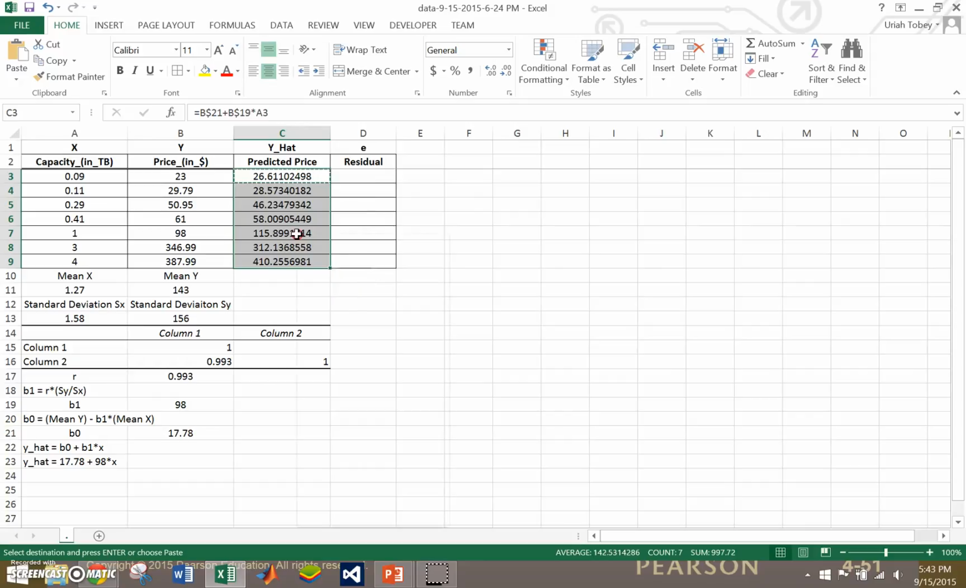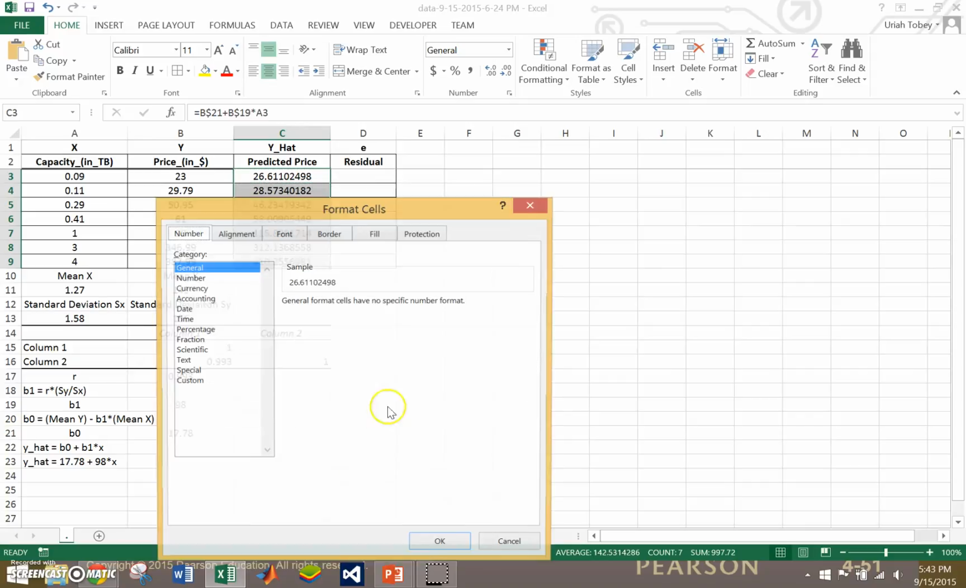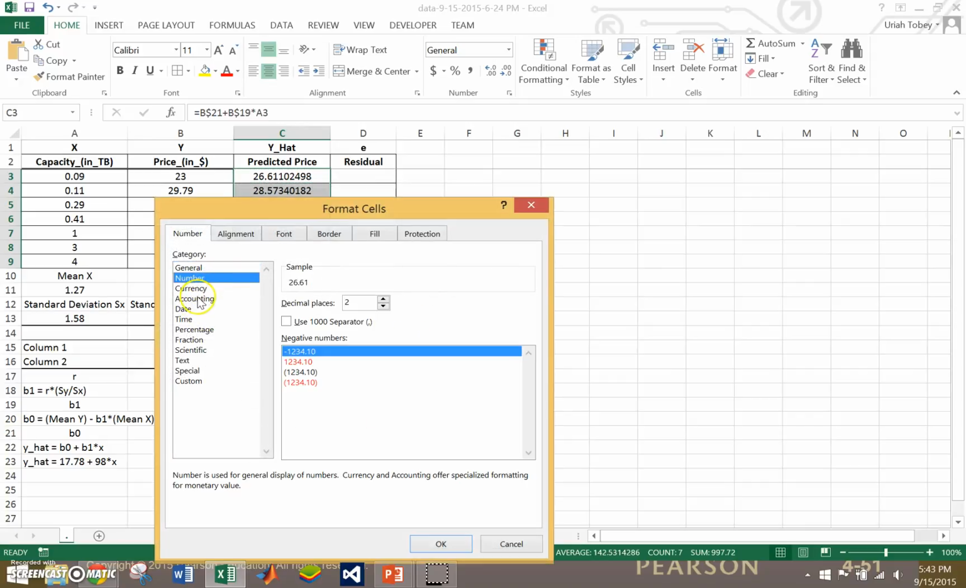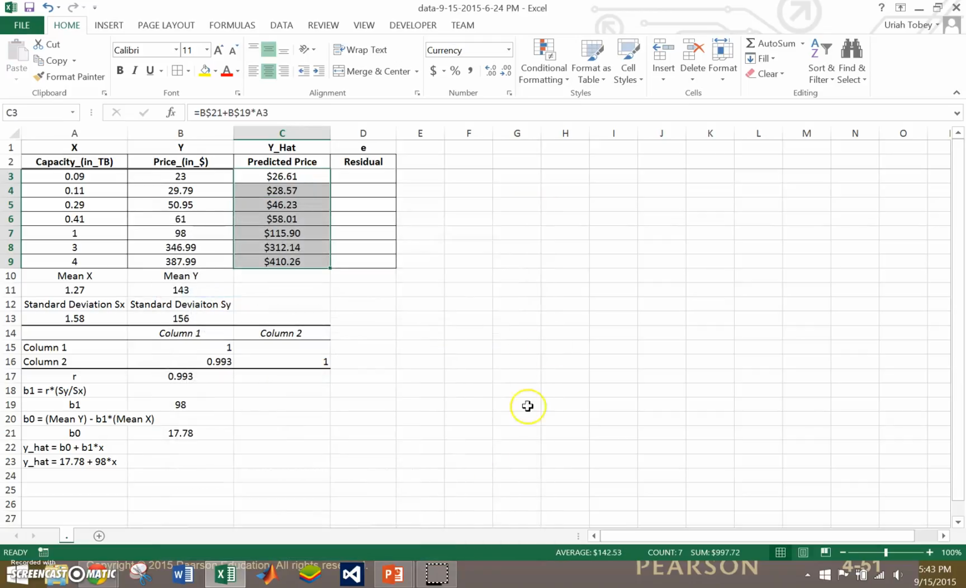Let me put these in a better format. Let me format these to, let's actually do currency, 2 decimal places. So now we have dollars. In fact, let me do the same thing for these numbers here. Okay. And so now we have prices and we can compare. So for a 1 terabyte drive, we would have predicted $115. Its actual price is $98. So we can see our predictions are pretty close.